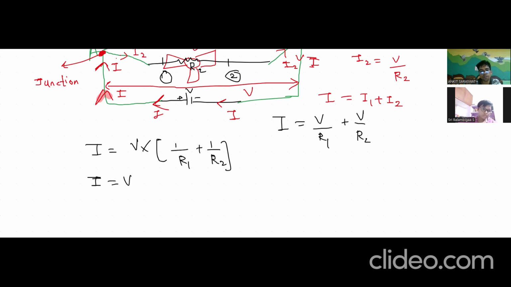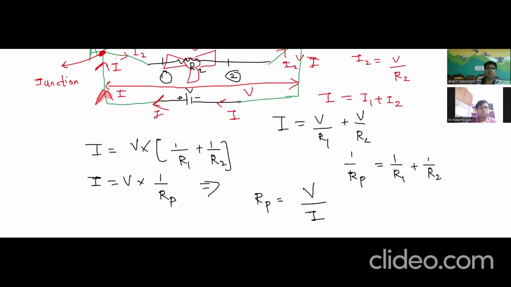What is this? This is 1 upon RP. I is equal to V by RP. RP will be V by I. What is the value of RP? 1 upon RP is 1 upon R1 plus 1 upon R2. Then RP will be R1 R2 by R1 plus R2. RP is the equivalent resistance in parallel.